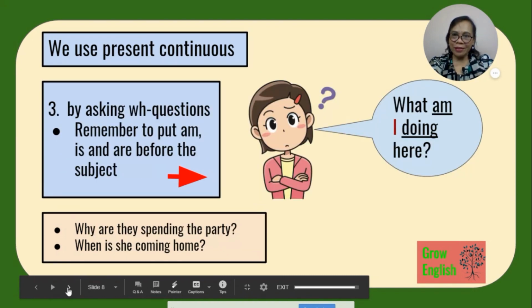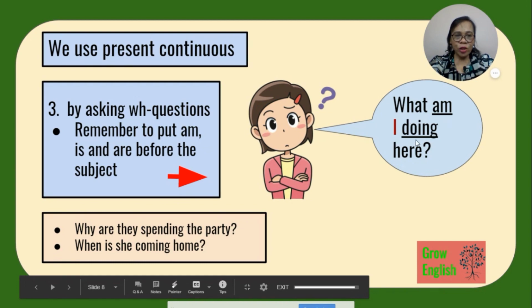We use the present continuous by asking WH questions. By the way, what are the WH questions? These are the what, who, where, when, why, and how. So that's why they are called W, because they start with the letter W, and also the single H, which is the how. Now we have here a note. Remember to put an am, is, and are before the subject. So what do I mean by this? Let's go to the example.